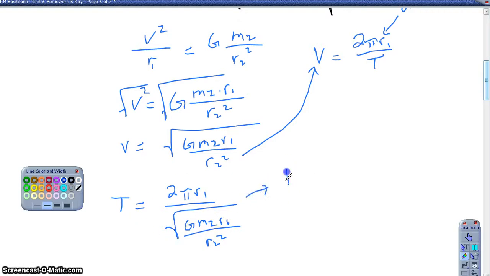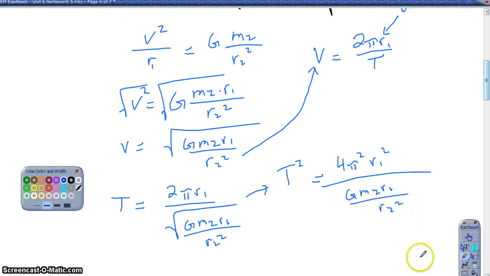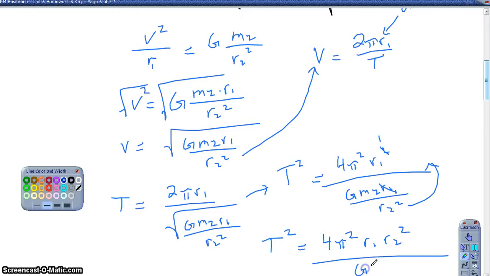So for just a moment I'm going to square everything. So I get t squared equals 4 pi squared r1 squared all over, I get a little bit of a complex fraction here, but g m2 r1 divided by r2 squared. If I look at this equation, obviously it's a little bit tricky to simplify it, but I do have an r1 on top and an r1 on bottom, so I can cancel at least one of those out. And then obviously if this is in the denominator, if it's a complex fraction, I can move that up to the top if I flip multiply. So I end up with t squared equals 4 pi squared r1 times r2 squared all over g m2.